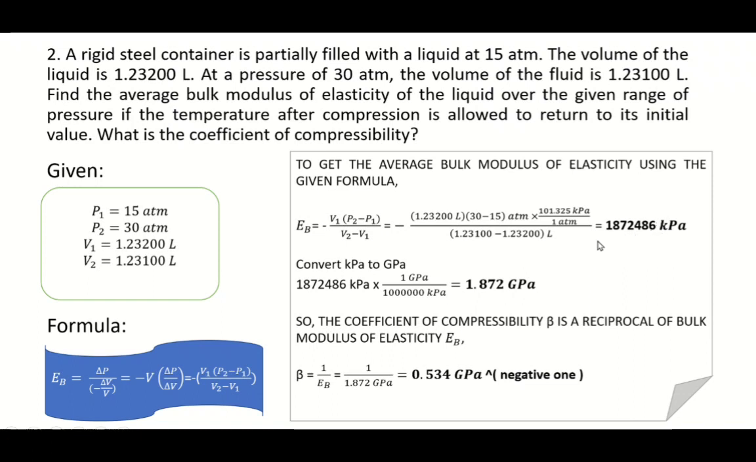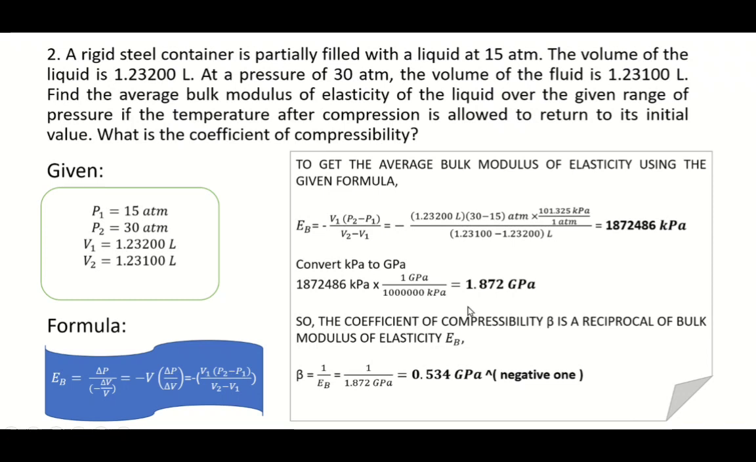1,872,486 kilopascal. If you want to have a decimal value, we will convert the kilopascal to gigapascal. So 1,872,486 kilopascal times, in 1 gigapascal there is 1 million kilopascal. We will put this equation into our scientific calculator. We have the answer of 1.872 gigapascal. So this is the answer of the average bulk modulus of elasticity of the liquid over the given range of the pressure if the temperature after compression is allowed to return to its initial value.